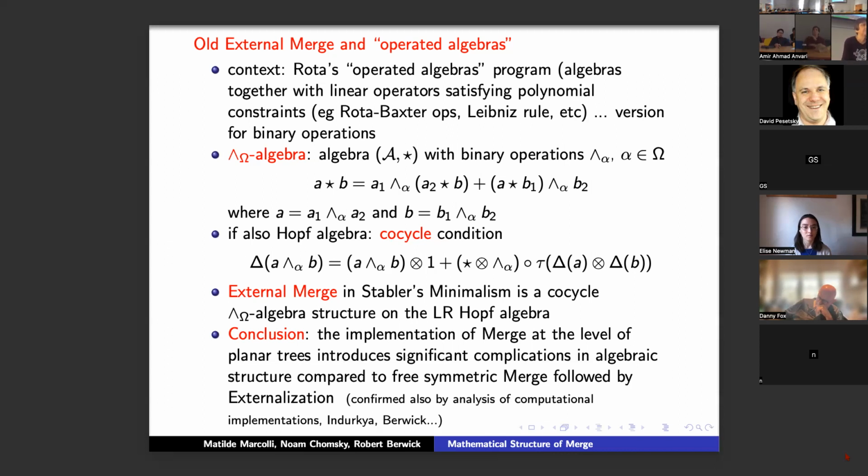Whereas if you have a single operation that takes care of everything, it's easier to justify that that's the main thing that has happened that gives rise to this combinatorial structure of the syntax generation.